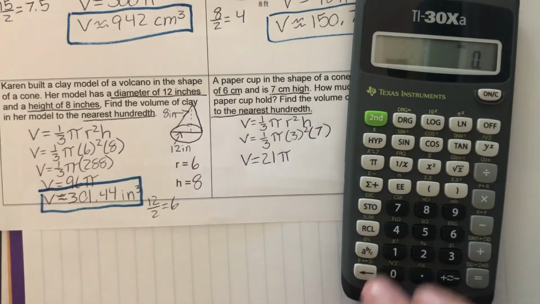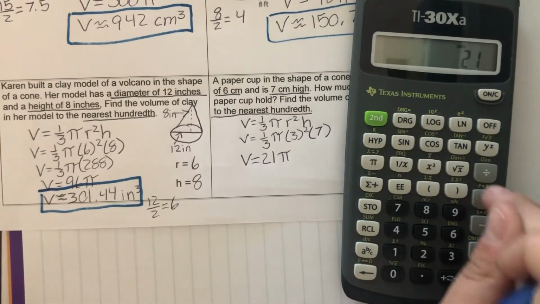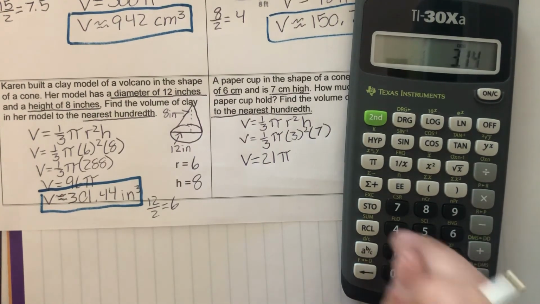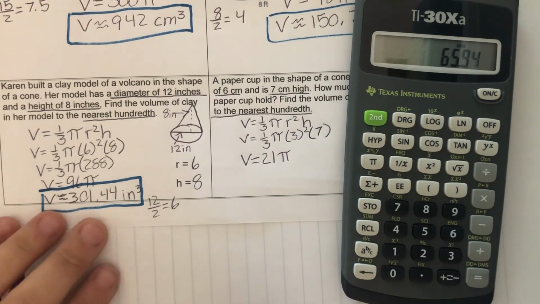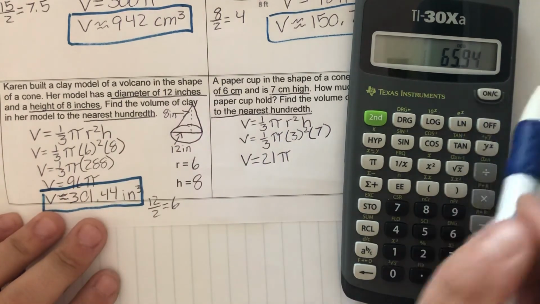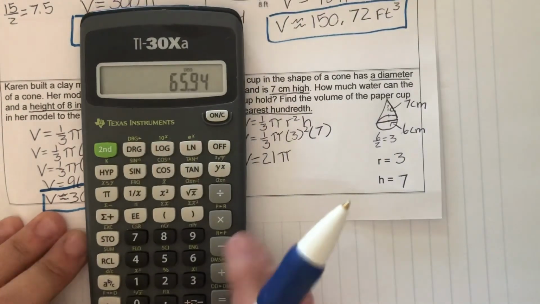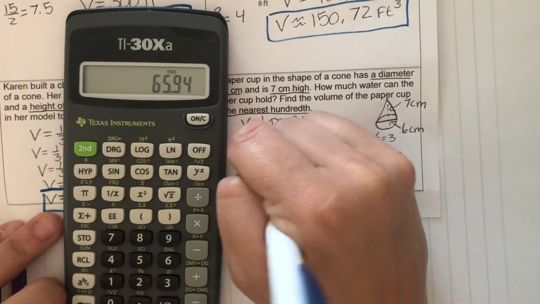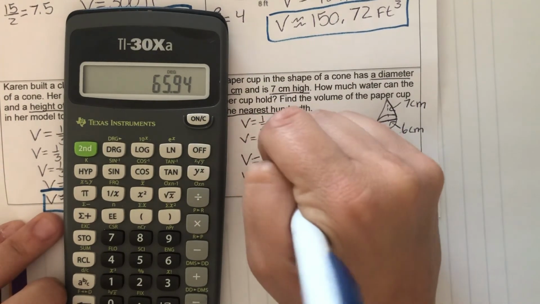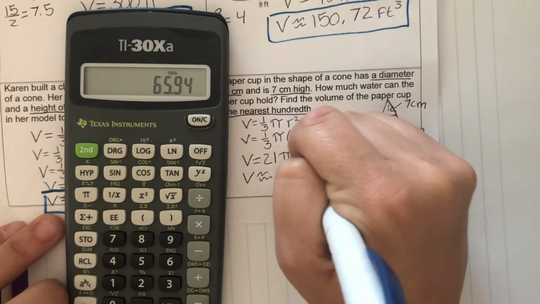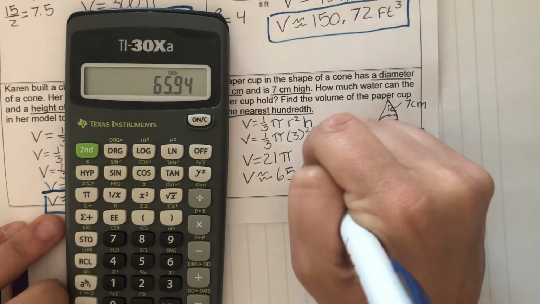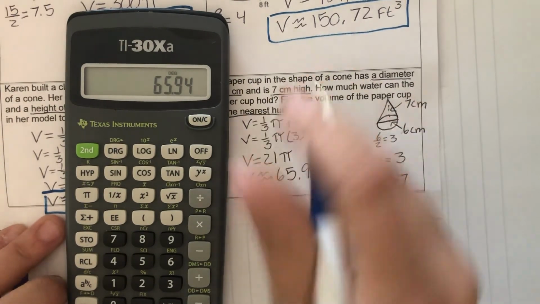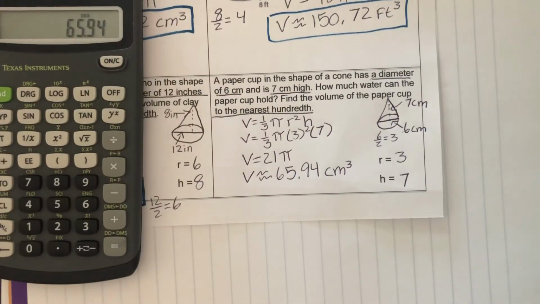Now I want to write this as a decimal. 21 times 3.14. If I look at that number, it's already 2 decimal places, so I don't need to round it any further. The volume of this cone is approximately 65.94. Our units is centimeters cubed, because we're talking about volume.